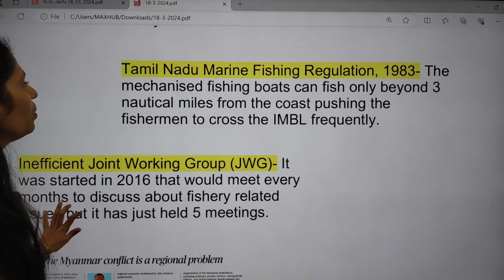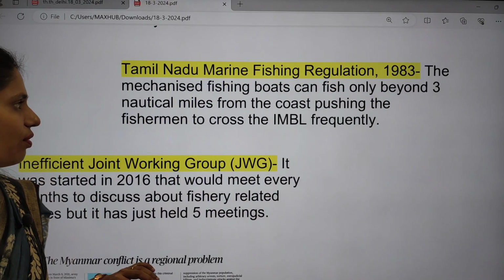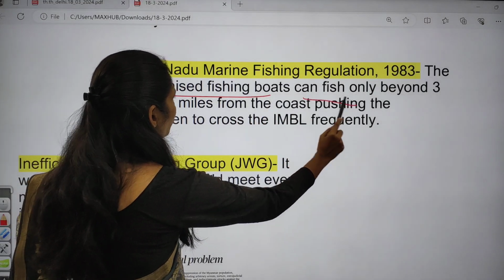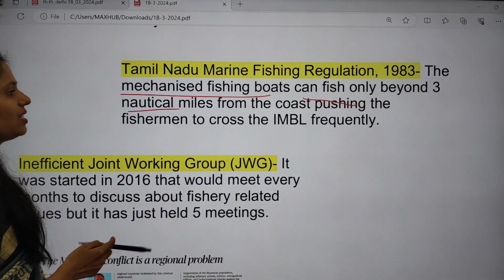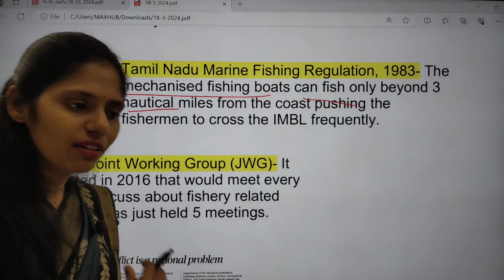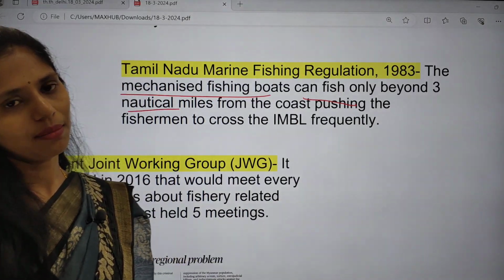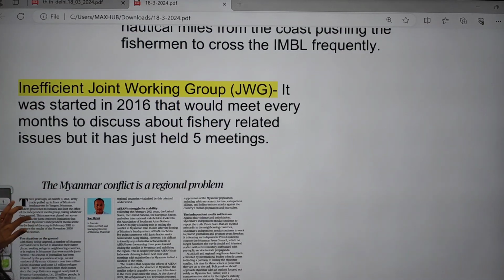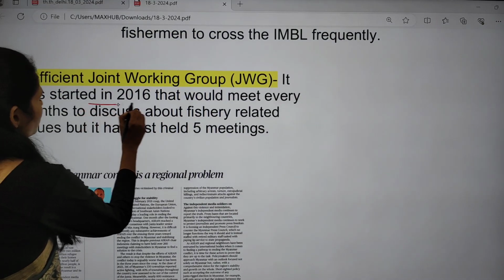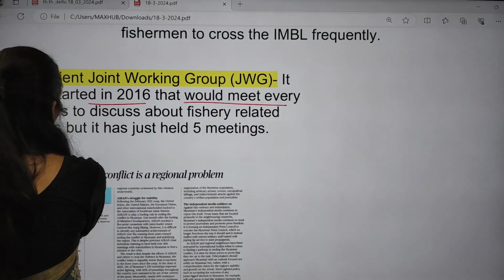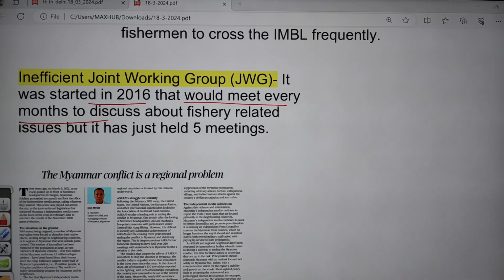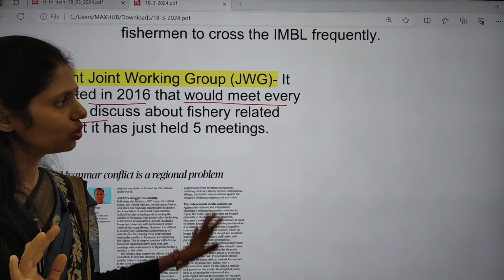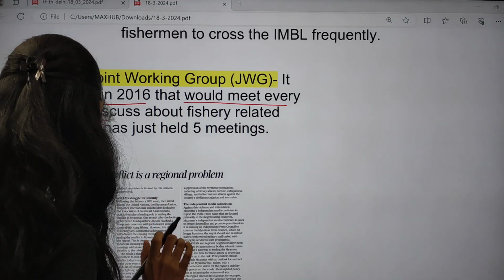Tamil Nadu also has the Marine Fishing Regulation Act of 1983, under which mechanized fishing boats can only be used beyond 3 nautical miles from the coast. But fishermen cross even the international maritime boundary line. There is also an inefficient joint working group, started in 2016, that was to meet every month to discuss fishery related issues, but till now we do not have proper meetings. So these are some important issues.